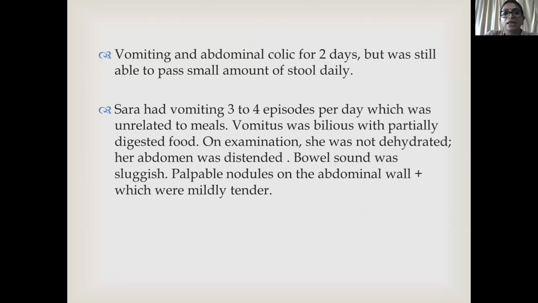So basically, she has vomiting and abdominal colic for 2 days, but was still able to pass some amount of stool daily. Now, Sarah had vomiting 3 to 4 episodes per day, which was unrelated to meals. So tell me, from the discussion we had, Sarah is now having disease progression. She is having vomiting and abdominal colic. She has vomiting at least 3 to 4 episodes a day, and it is unrelated to meals. What is the first thing that goes into your mind about what kind of obstruction this is?